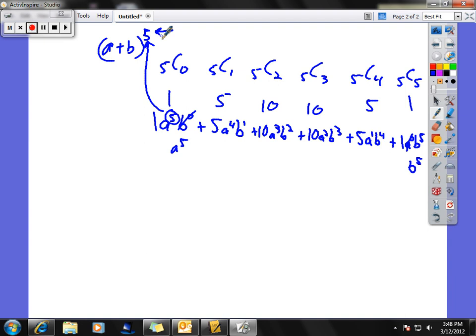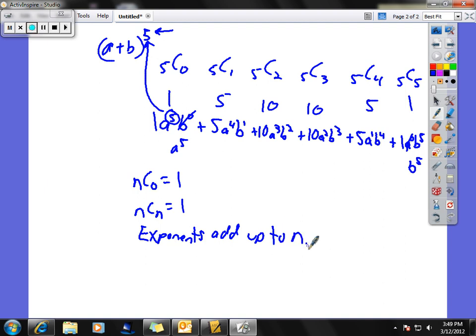Just a couple quick little things here. NC0, anything C0 always equals 1, and anything C itself always equals 1, like I said. And then, of course, the exponents, like I said, have to add up to n. Okay. So that's using combinations.